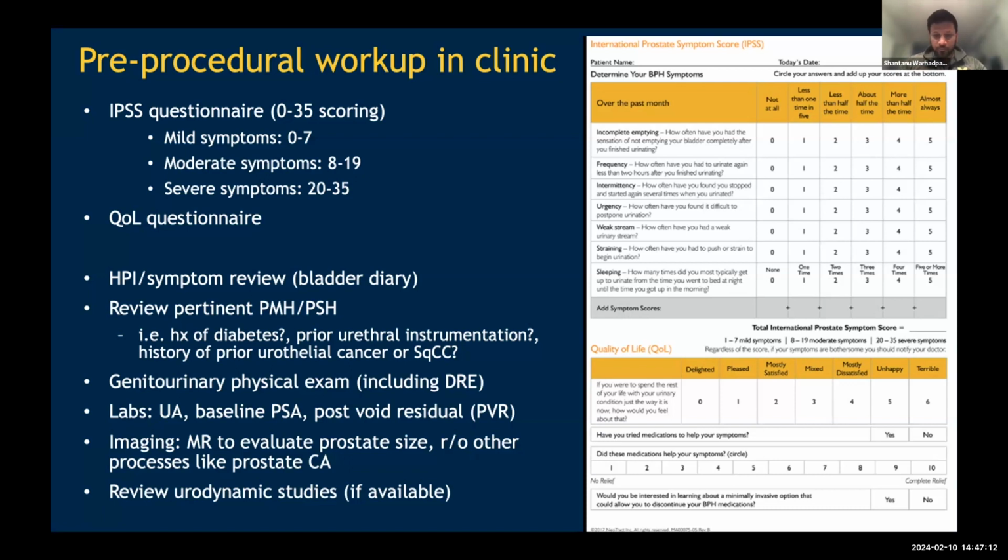And then the rest of the workup is again, fairly standard. I do like to get imaging. I usually like to get a prostate MR or a CTA, depending on which one they can tolerate. But knowing the size of the prostate is really important. And finally, urodynamic studies are really important. Sometimes they have them, sometimes they don't. I don't necessarily need them, but it's nice if they have them because it does give you a sense of a quantification of how bad their LUTS is.